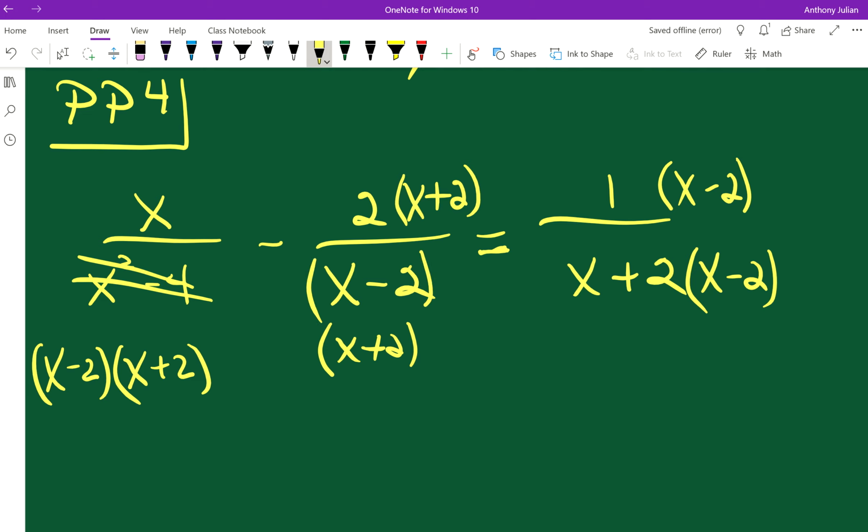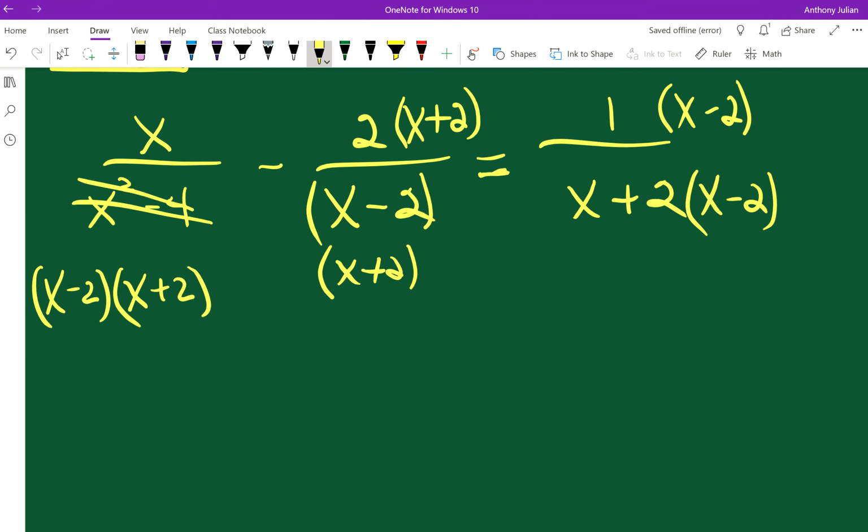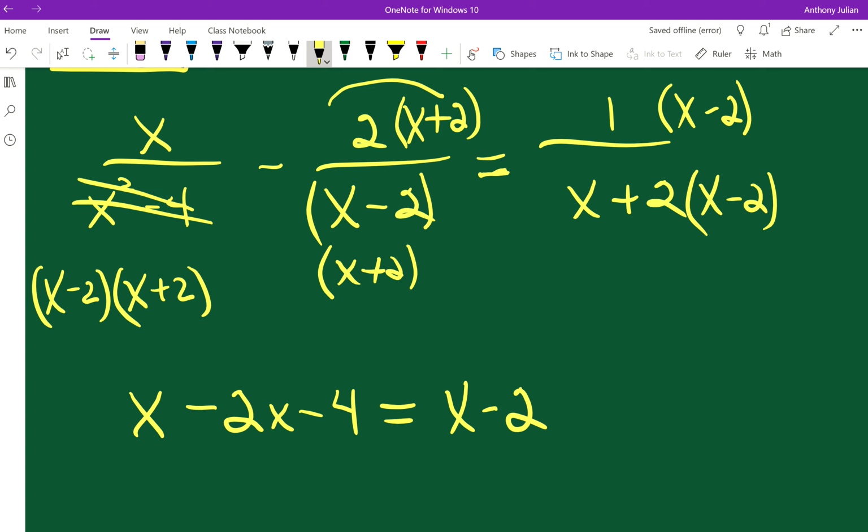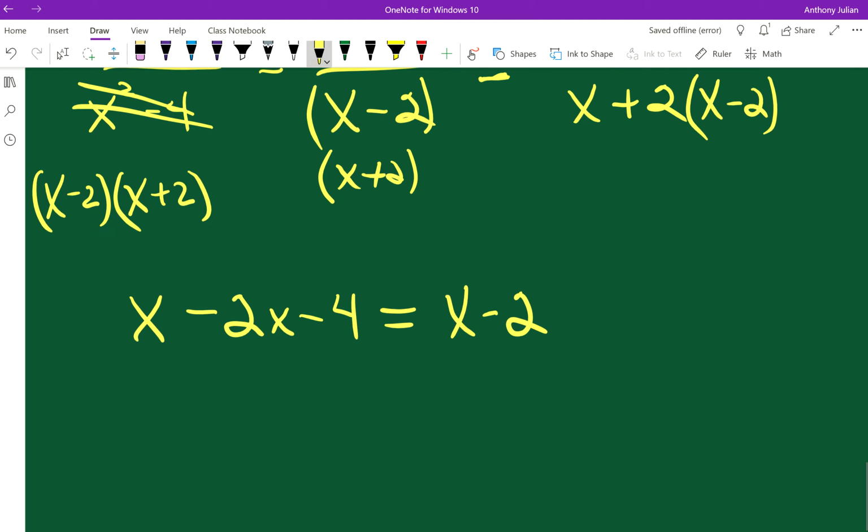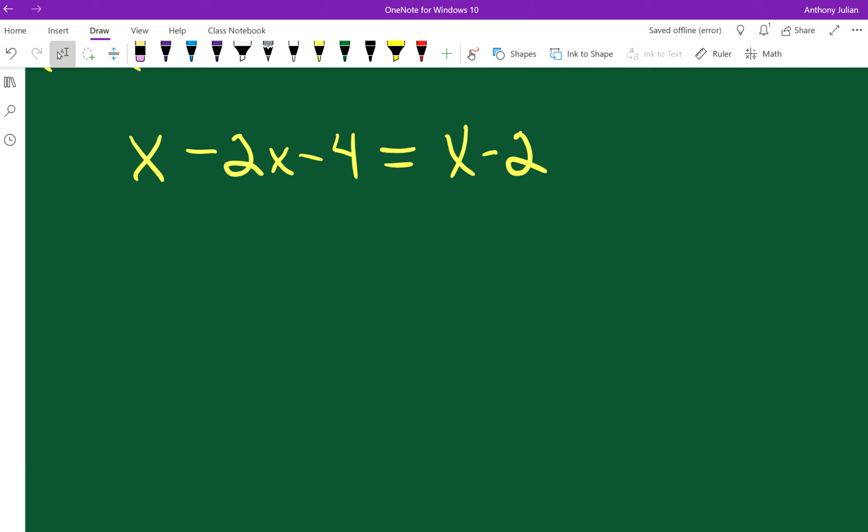And I'm going to concentrate on the numerators. So what I'm going to have left is x, and I'm going to do this as negative 2 times x plus 2. This minus sign means a negative 2. So that's going to be negative 2x minus 4. Negative 2 times 2 over here is negative 4. And that's going to equal x minus 2. X minus 2 times 1 is x minus 2. Now I'm going to solve for x. All right, so let's get this up here a little clearer. How about we go, what's x minus 2x? Well, that's negative x minus 4 equals x minus 2.